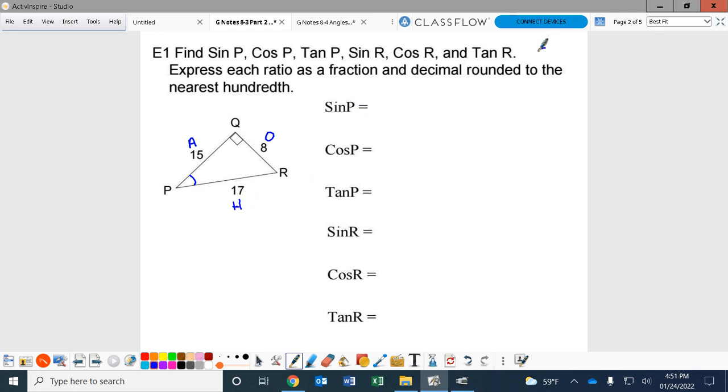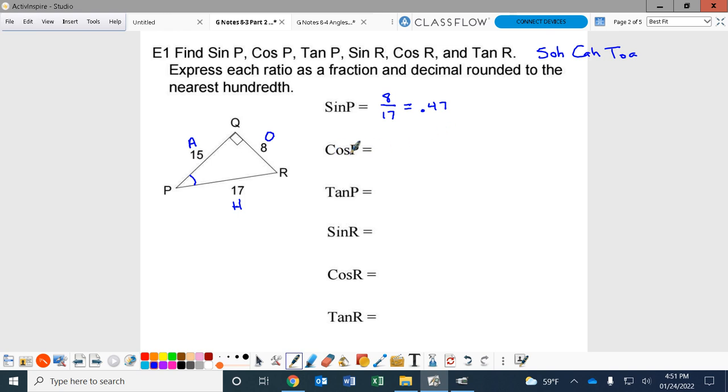Remember, we're using SOH CAH TOA when we do this. For SOHCAHTOA, sine is going to be opposite over hypotenuse. So for opposite, that'd be 8 over the hypotenuse, which would be 17. That doesn't reduce at all, so we just turn it into a decimal with that second and then the arrow, which would put it at 47.47.